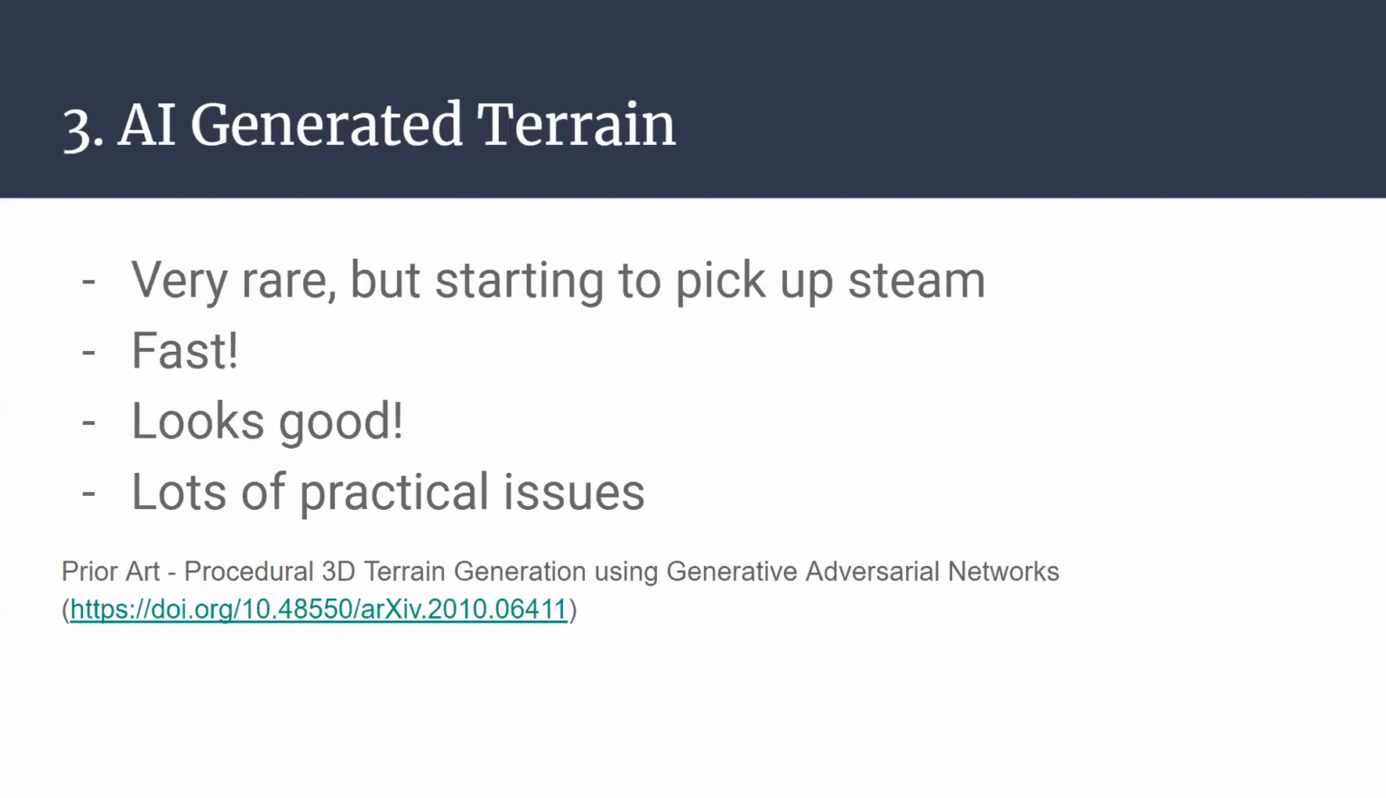The third one, which I'm surprised to say is actually underutilized, is AI generated terrain. It's very rare. There's a few papers I found out there. It's fast, which is exactly what we're looking for in real-time games. It looks good. There are lots of practical issues with using them right now. And that's one example of prior work in the field.